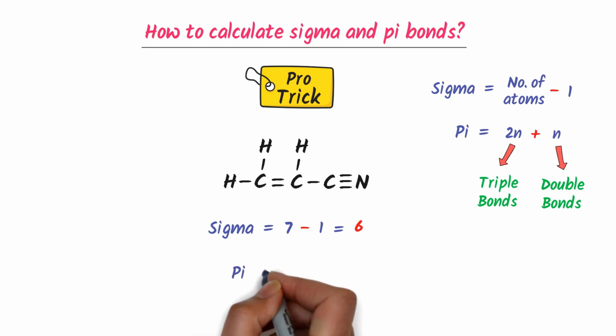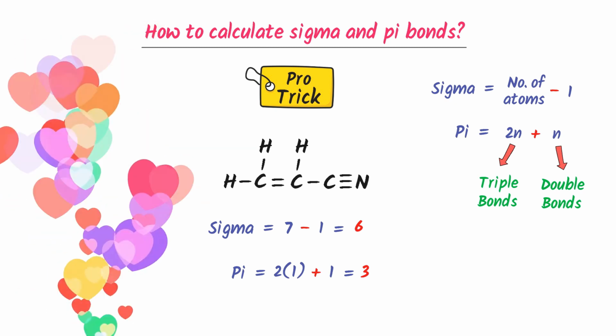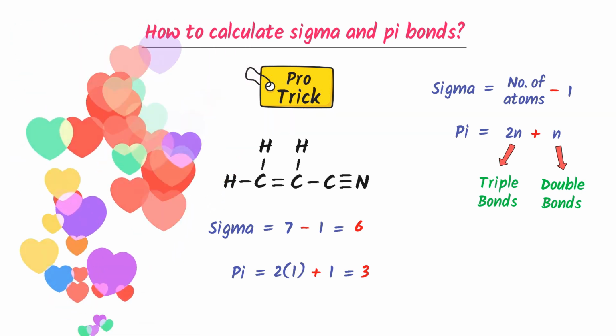Secondly, pi bonds is equal to 2n plus n. There is one triple bond, I write 2n to 1 plus there is one double bond, I write 1. So I get 3. Thus there are 3 pi bonds present in this molecule. Therefore, using this pro trick, we can easily calculate the total number of sigma bonds and pi bonds in any molecule.